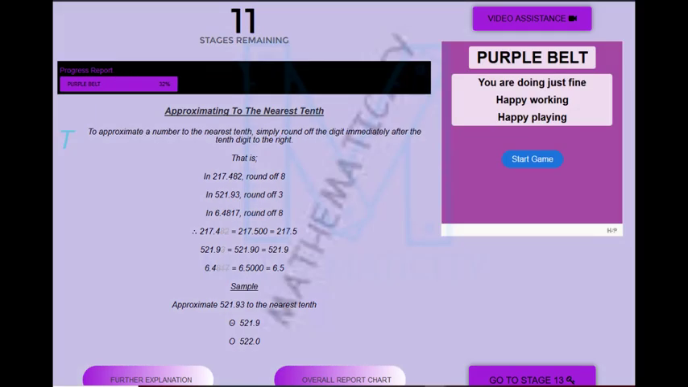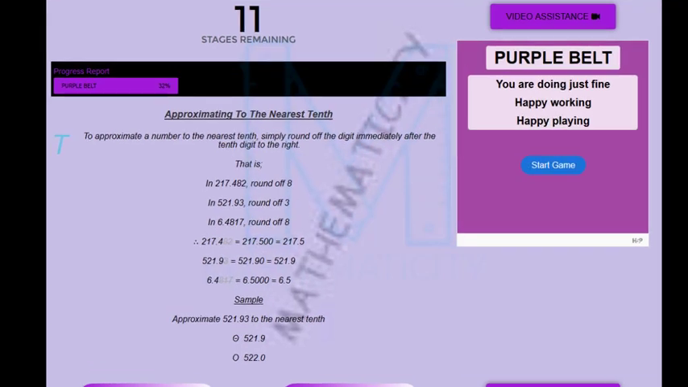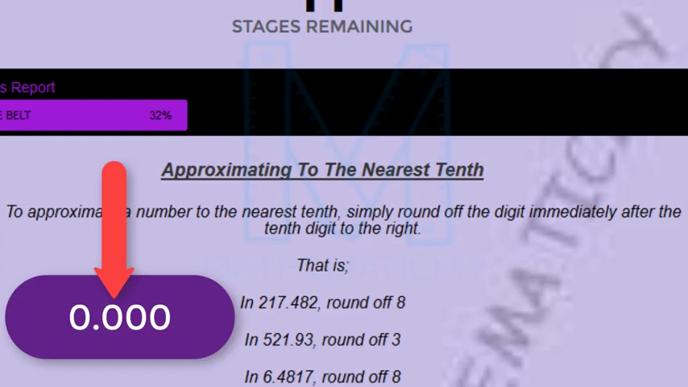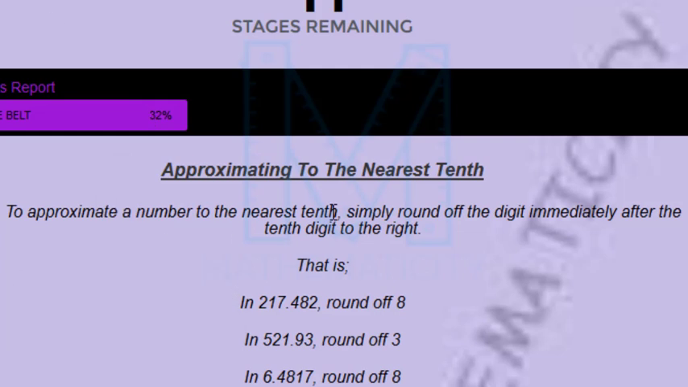This is stage 12 on approximation games, Maths City games. Here I want to show you how to approximate to the nearest tenth. You know, the tenth digit is actually the first digit after the decimal point to the right. So like we always do, if you want to approximate a number to the nearest tenth, simply round off the digit immediately after the tenth digit to the right.